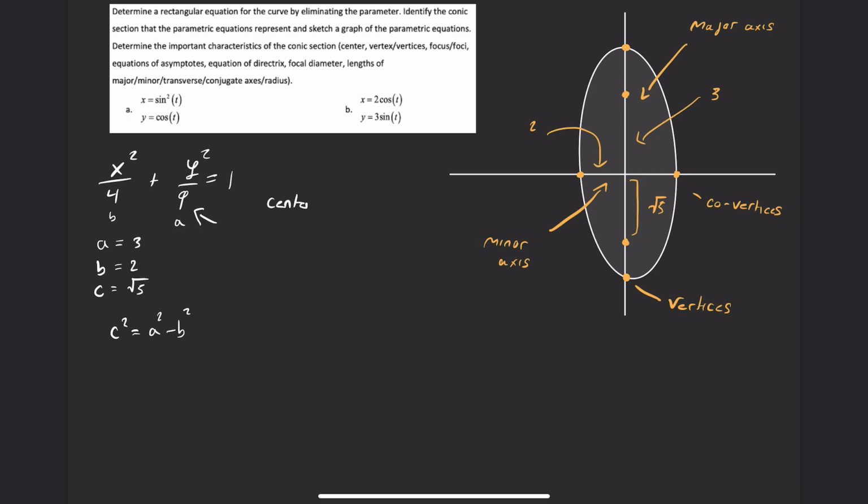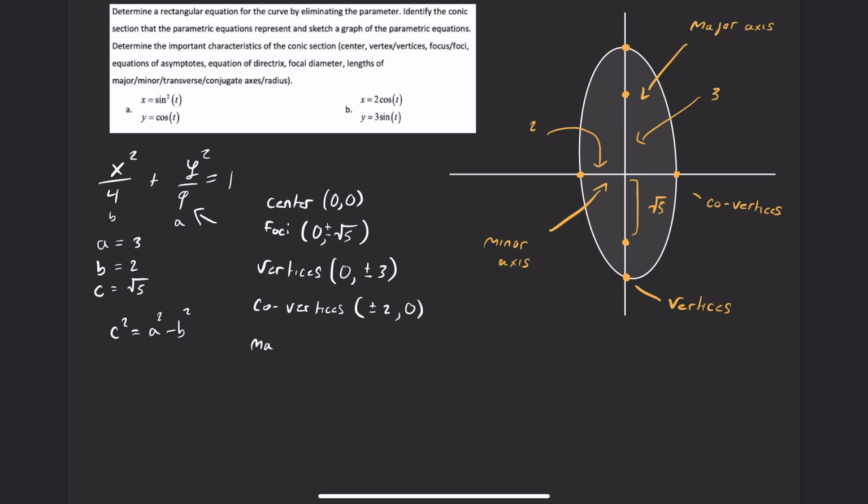The center is 0, 0. The foci, well, since this ellipse stretches over the y-axis, we're just going to be modifying the y variable. So 0, comma, plus or minus root 5, that's for each side. The vertices will be 0, plus or minus 3. The co-vertices will be actually modifying the x term because they're on the x-axis, plus or minus 2, 0.